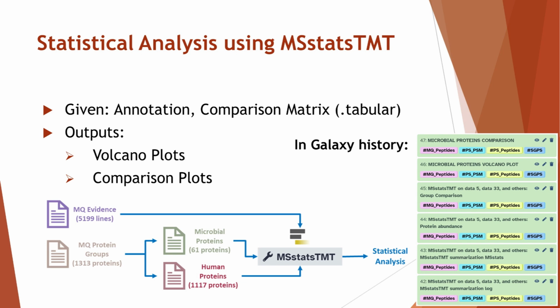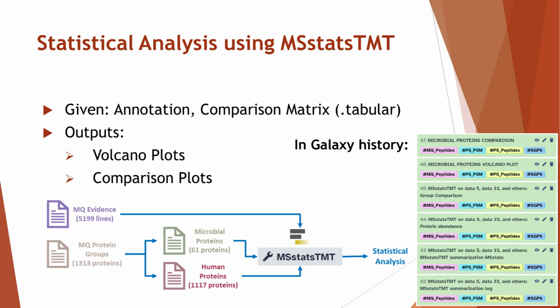At the time of this video, we obtained 1,117 human proteins and 61 microbial proteins. Again, if we were working in the real world with plenty of sample data, these numbers would be different, but even with this limited amount of data, we can observe the high abundance of human proteins compared to how few microbial proteins were present. So, what is MSstatsTMT?